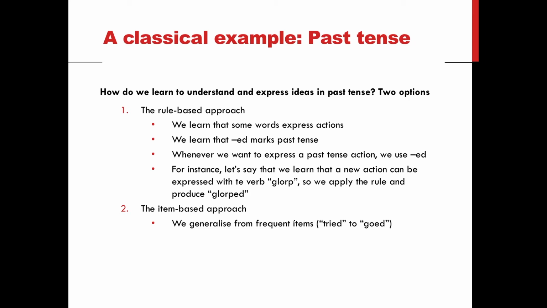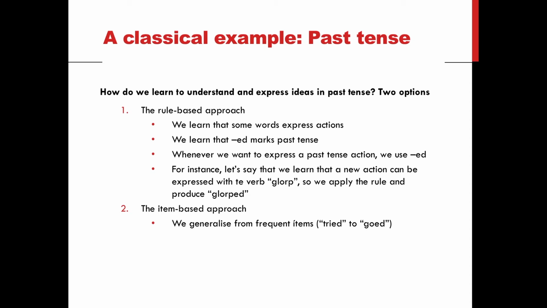So for instance, let's say that we learned that a new action can be expressed with the verb glorp. It's a made-up verb, it doesn't exist. So say that children learn that glorp can express any action that you can think about. Basically, they would apply the rule and say glorped, because they have these symbolic combination rules. So they can combine two symbols and produce a new piece of information.